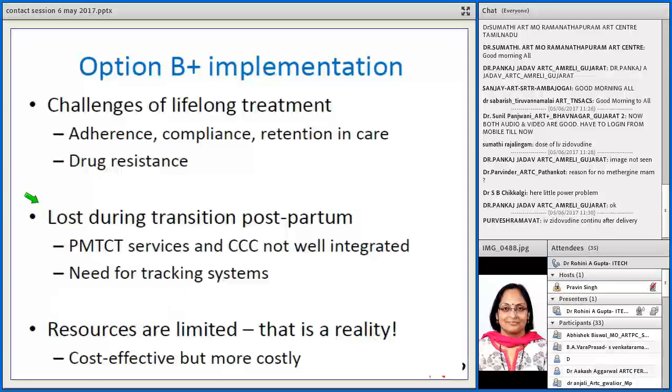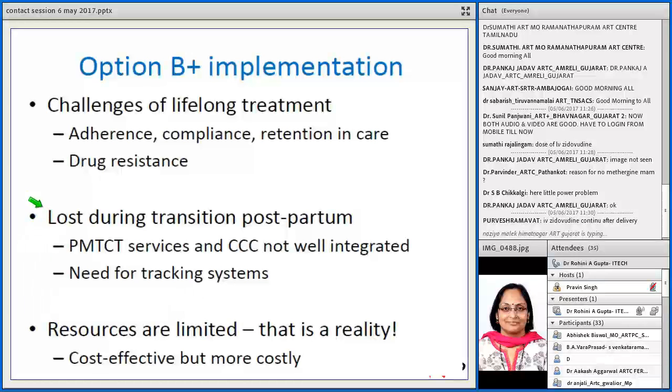One of the questions asked is that IV zidovudine is given as a single dose during pregnancy and is not to be continued after delivery. It is a single dose of IV zidovudine that is given, and the dose I have not mentioned here, but it is given in the guidelines. It will be good if you could go through the guidelines and have a look at them.